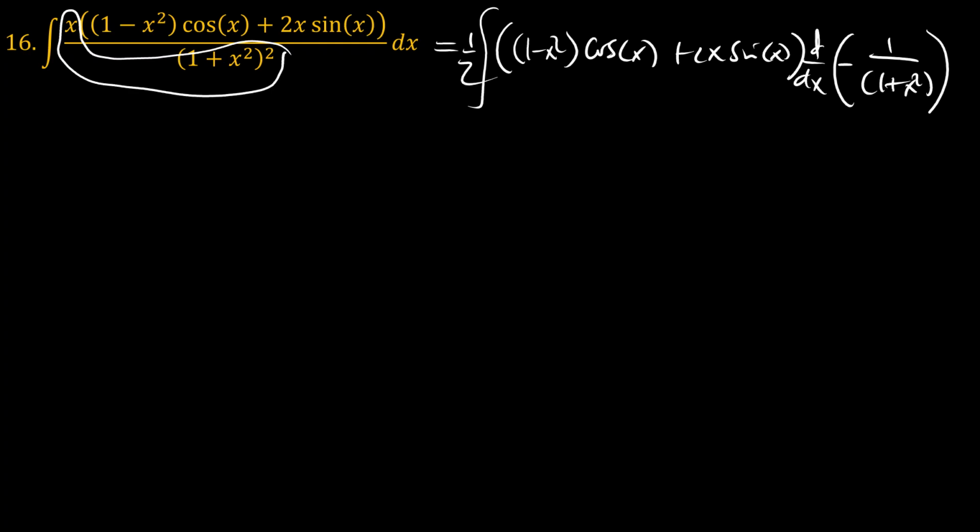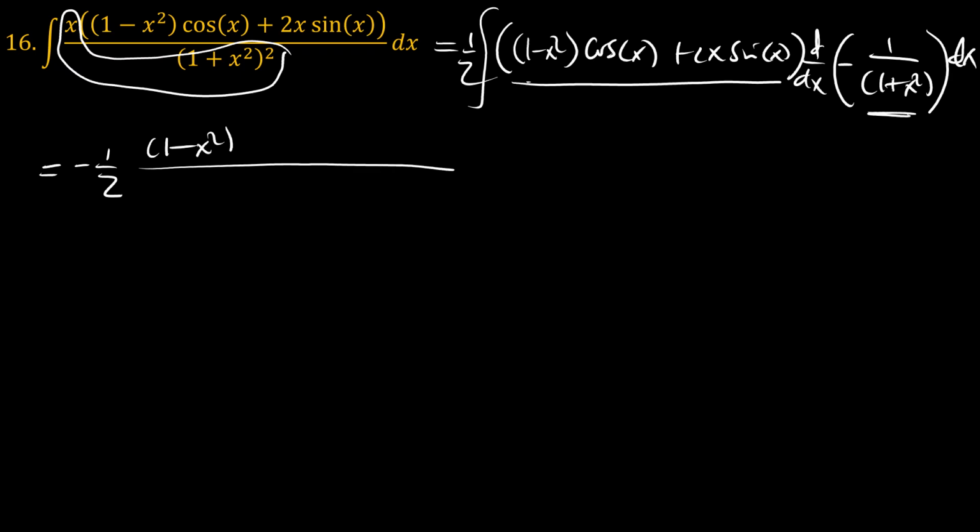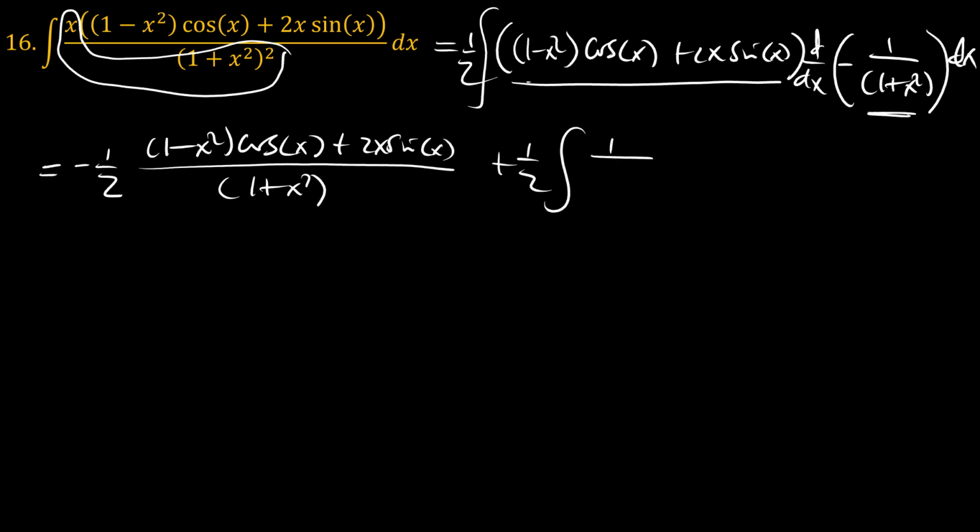And then there's a half there, and then we have that. So using integration by parts, where as we've seen, this would be v and this would be u, we come to negative a half (1 minus x squared) cosine of x plus 2x sine of x over 1 plus x squared, minus a half of 1 over 1 plus x squared times the derivative, with regard to x, of 1 minus x squared cosine of x plus 2x sine of x.